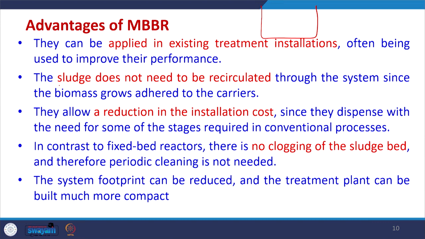Now, the sludge does not need to be recirculated to the system, since the biomass grows on the carrier itself. This allows a reduction in the installation cost, since it dispenses with the need for some additional stages which are required in the conventional processes. In contrast to the fixed bed reactors, there is no clogging of the sludge bed, and therefore periodic cleaning is not required.